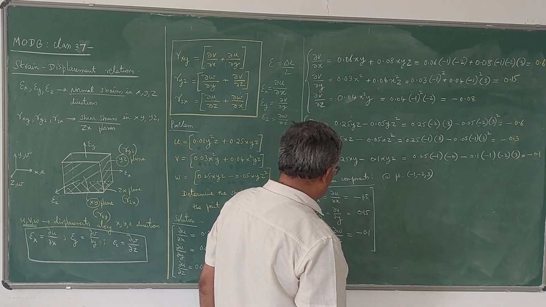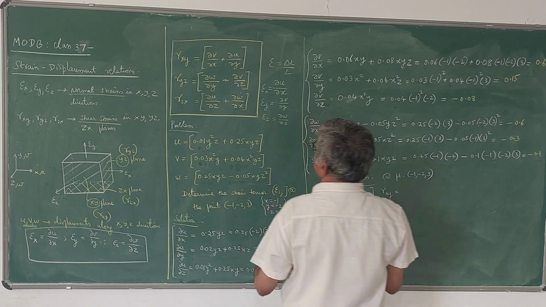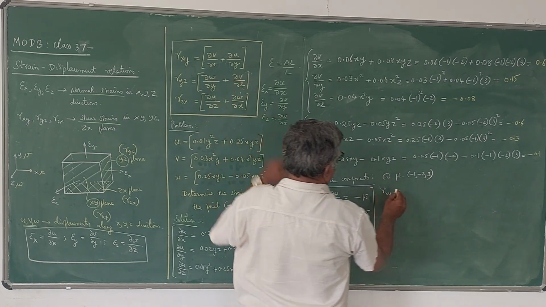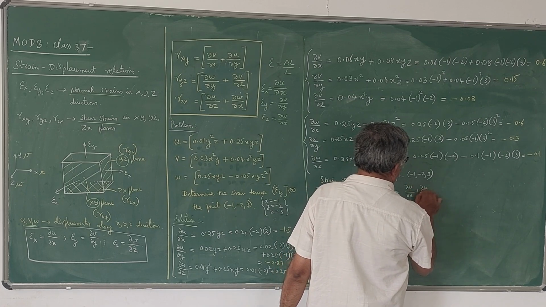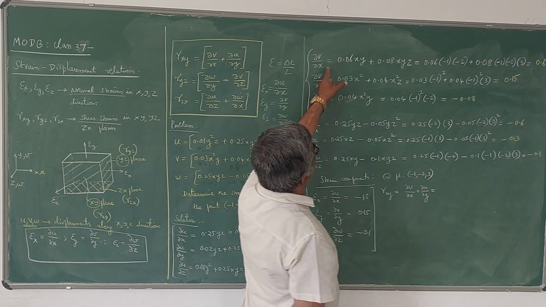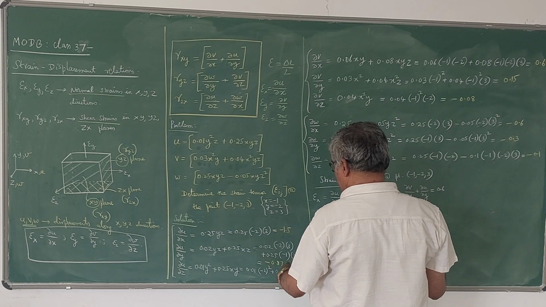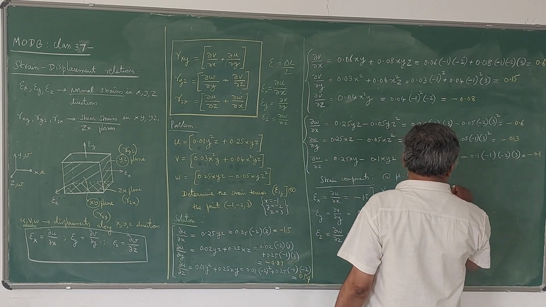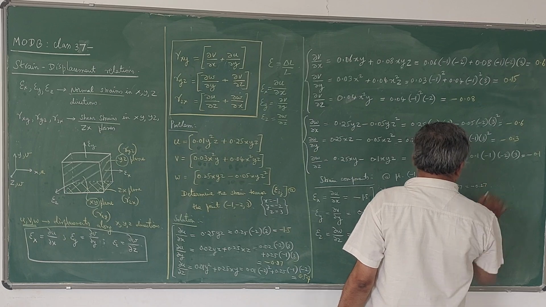Next, shear strain components are gamma xy. Gamma xy, according to that, it is dou v by dou x plus dou u by dou y. So dou v by dou x is this value 0.6 plus dou u by dou y is minus 0.87. So I think you get minus 0.27.